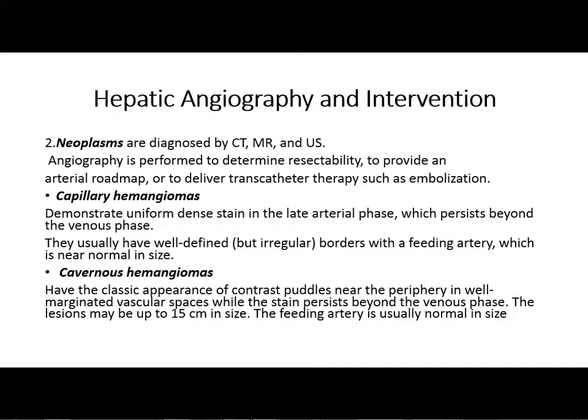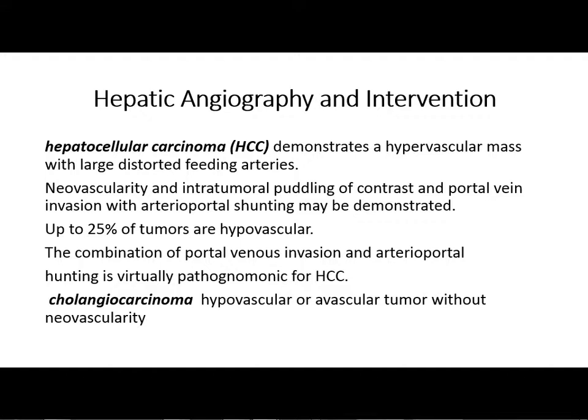While the stain persists beyond the venous phase, the lesion may be up to 15 centimeters in size, and the feeding artery is usually normal in size. Hepatocellular carcinoma demonstrates a hypervascular mass with a large distorted feeding artery, neovascularity, intratumoral puddling of contrast, and portal vein invasion with arterioportal shunting may be demonstrated. Up to 25% of tumors are hypovascular. The combination of portal venous invasion and arterioportal shunting is virtually pathognomonic for hepatocellular carcinoma. Cholangiocarcinoma is usually a hypovascular or avascular tumor without neovascularity.